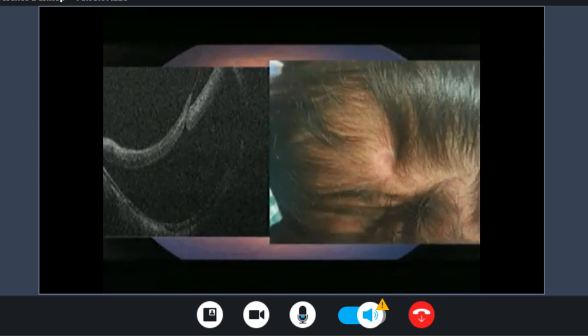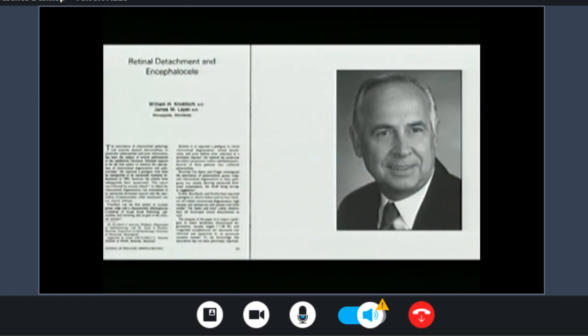So her examination systemically showed this skin defect in the scalp area. So Knobloch syndrome is a disease that was described by Knobloch in 1971. He reported 5 siblings with high myopia and retinal detachment associated with encephalocele. Then the genetic mutation was characterized in 2000 to be in collagen 18A1.